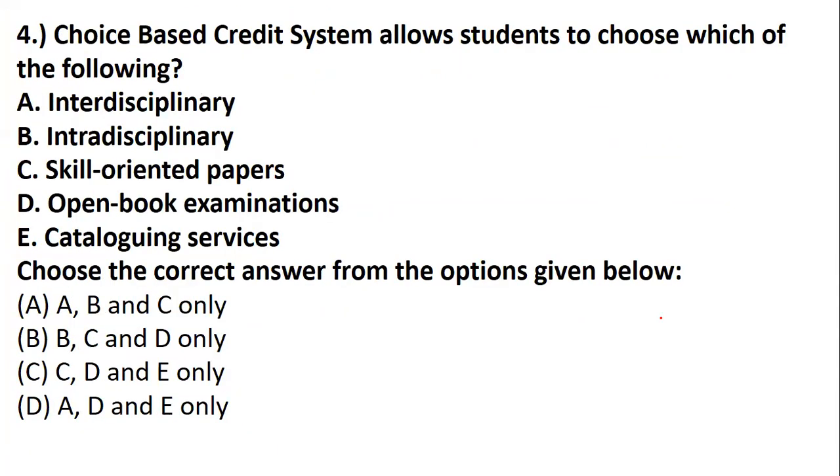Okay, now let's go to the next question, choice-based credit system. Here it says that the choice-based credit system allows students to choose which of the following. They have given you the options: interdisciplinary, intradisciplinary, skill-oriented, open book examination, cataloging services. These are the options, right? First of all, CBCS, they have already given the full form, so you don't have to stress. Choice-based credit system. So what is the choice-based credit system?